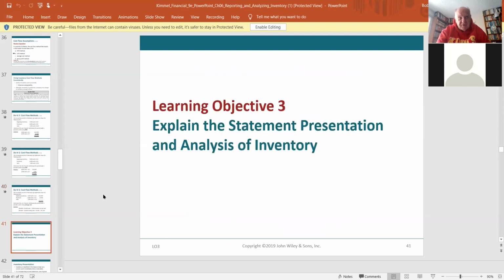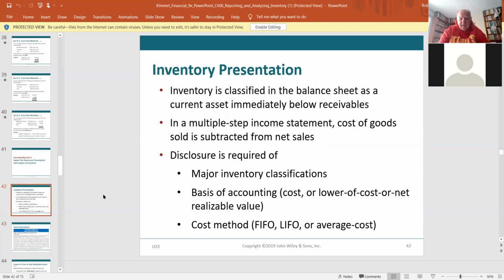And finally, explain the statement presentation and analysis of the inventory. Inventory is a current asset, usually shown right after receivables, and cost of goods sold is subtracted from net sales, okay? Part of the disclosure on the financial statements, they have to show their major inventory classifications. It might be consumer goods or steel or something like that. The basis of accounting, they have to show that. Are we using cost, lower of cost or market? And the cost method, LIFO, FIFO.